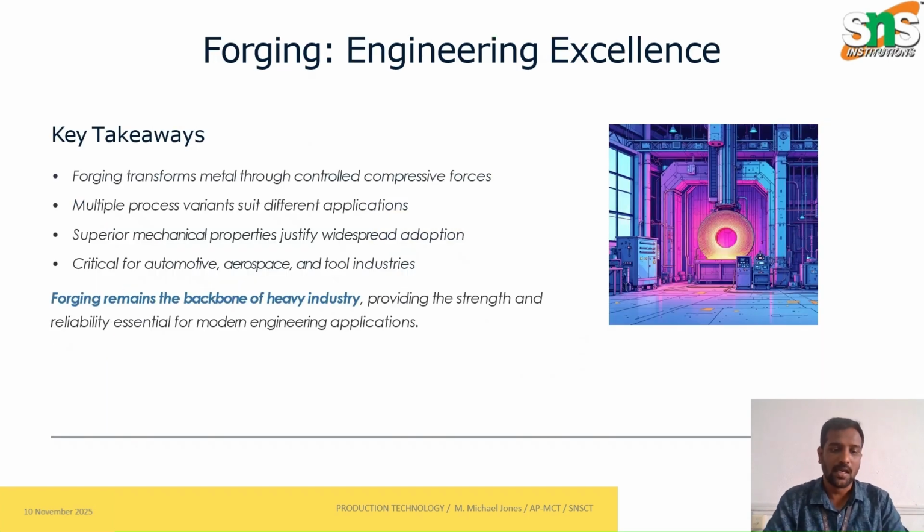Now the key takeaways for this presentation. Forging transforms metal through controlled compressive forces. Multiple process variants suit different applications. Superior mechanical properties justify widespread adoption, and forging is critical for the automotive, aerospace, and tooling industries. So this is a little topic on forging. Thank you.